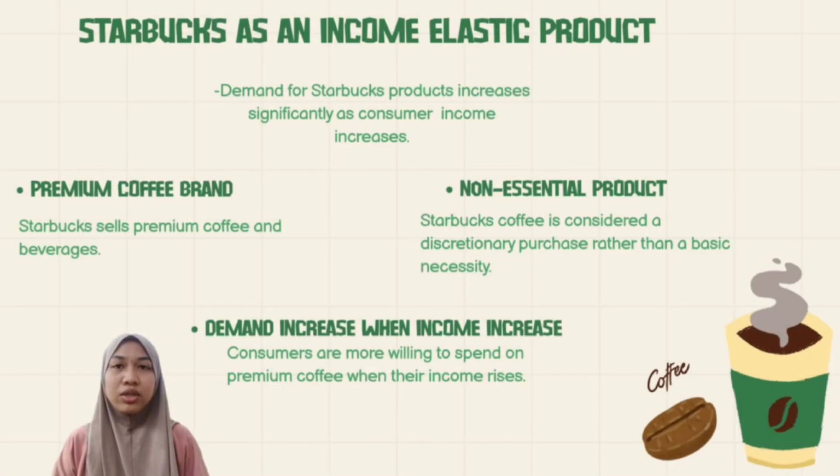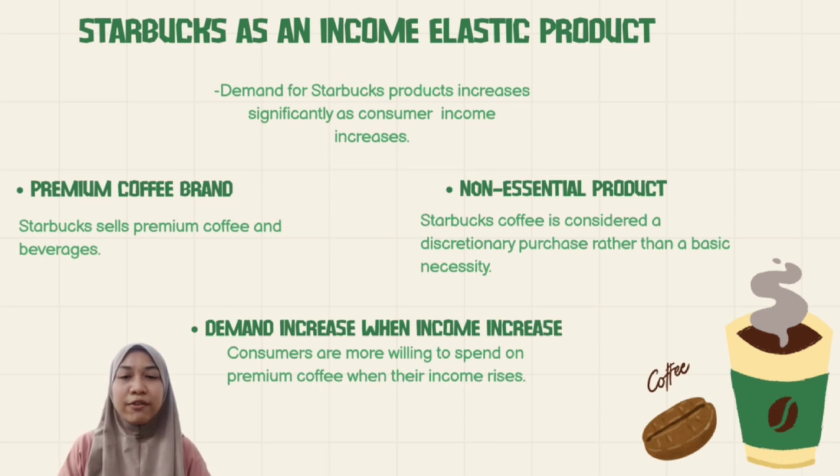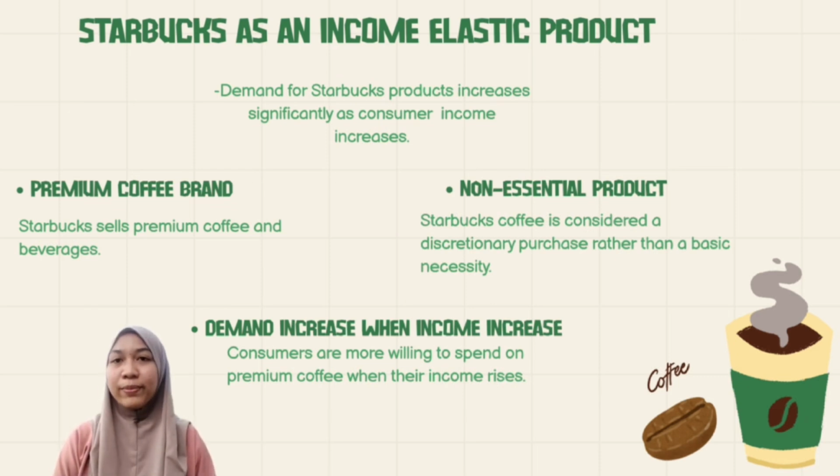Starbucks is considered an income elastic product. Starbucks sells premium coffee and beverages, which are more expensive than regular coffee. It is also a non-essential product because consumers can choose other alternatives. When people's income increases, they have more purchasing power and are more willing to spend on premium coffee. Therefore, demand for Starbucks products increases as income rises, making Starbucks an income elastic product.